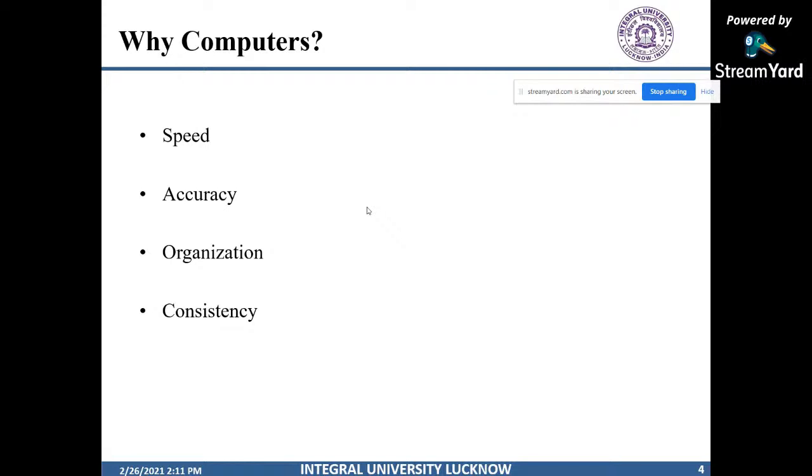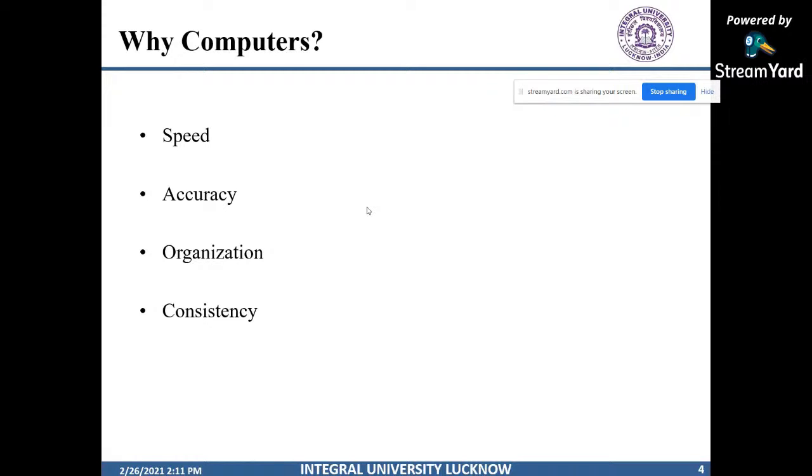And any time after 1 year, 2 years, 5 years, 10 years, we can easily retrieve that information from that particular folder or drive. Then the next one is consistency. We know that a computer cannot make mistakes through tiredness or lack of concentration like human beings. If we are doing so much work, we get tired, then we lose our concentration, and due to the lack of concentration we can make silly mistakes. But this does not happen with computers.